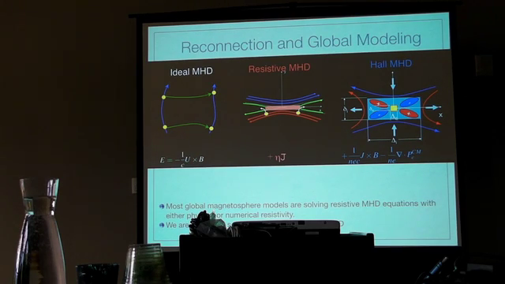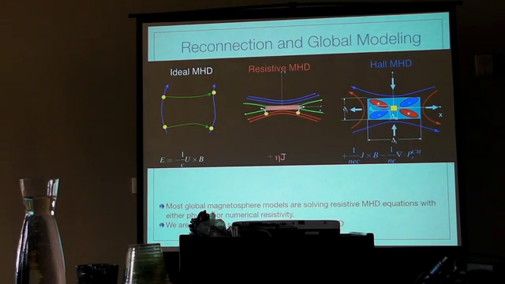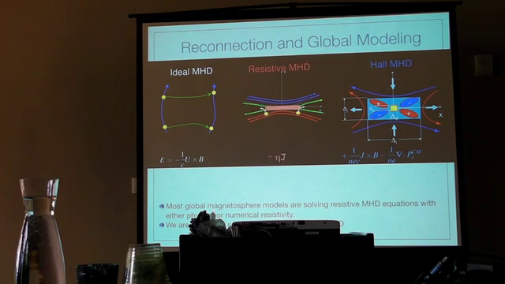So if you remember, E equals minus U cross B is the ideal MHD Ohm's law. And this is a statement of the frozen-in flux condition. So if you have two parcels of plasma at one time connected by a field, at some later time they will remain connected. If you add another term in the Ohm's law, you can go to resistive MHD. And so here you start having some loss of ideal behavior. Two parcels of plasma that were initially connected will now no longer be connected if they pass through this diffusion region.